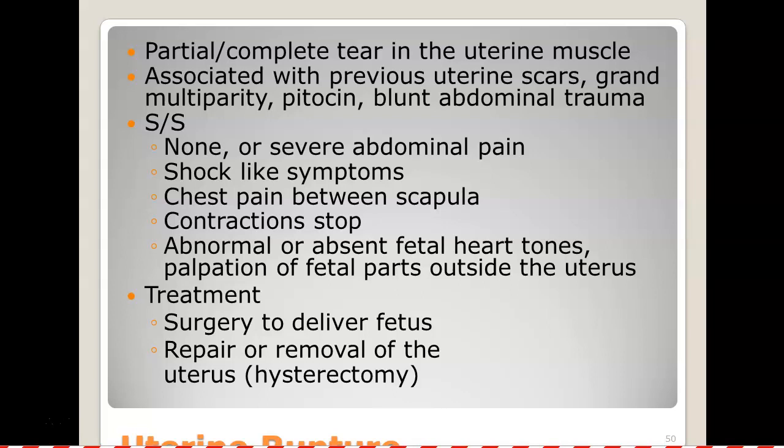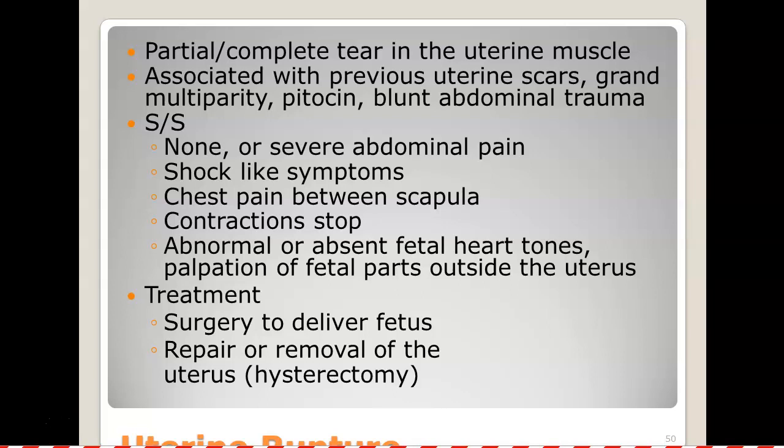So the signs and symptoms of a uterine rupture can either be nothing at all. Sometimes it can be hidden, or it can be severe abdominal pain. It could be shock because of the loss of blood, chest pain that's between the mother's scapula. Her contractions will abruptly stop. That's a telltale sign on the monitor that a uterine rupture has occurred, because contractions go from happening all the time, or at least rhythmically and systematically, and all of a sudden they stop.